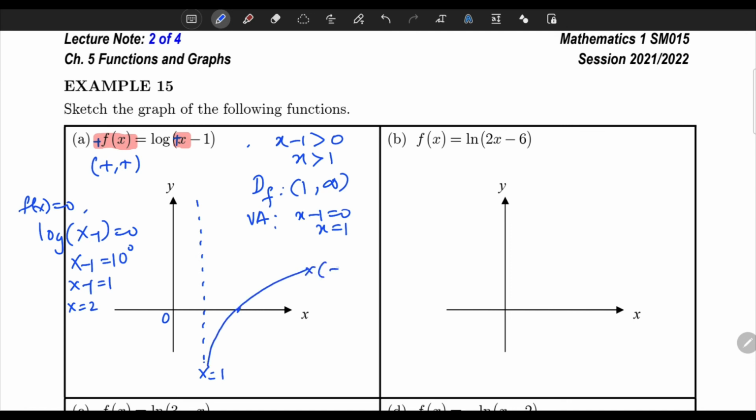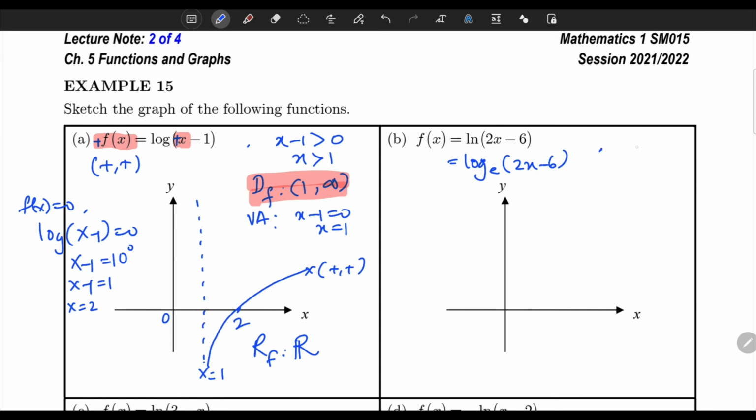Alright, so then the graph would be something like this. So this is your positive, positive. So this is your 2. So we found the domain already. This is your domain. So the range will be real numbers. Done. Okay. Look at B. You have f(x) equals ln of 2x minus 6. So this ln is actually log of 2x minus 6 base e. Make sure you know this.